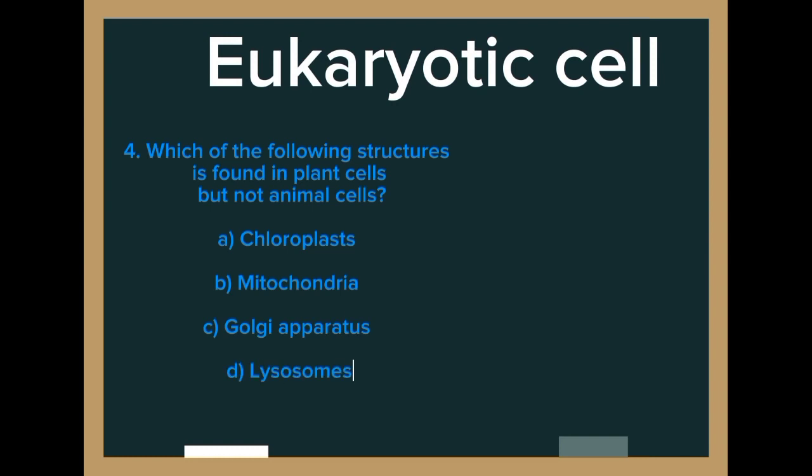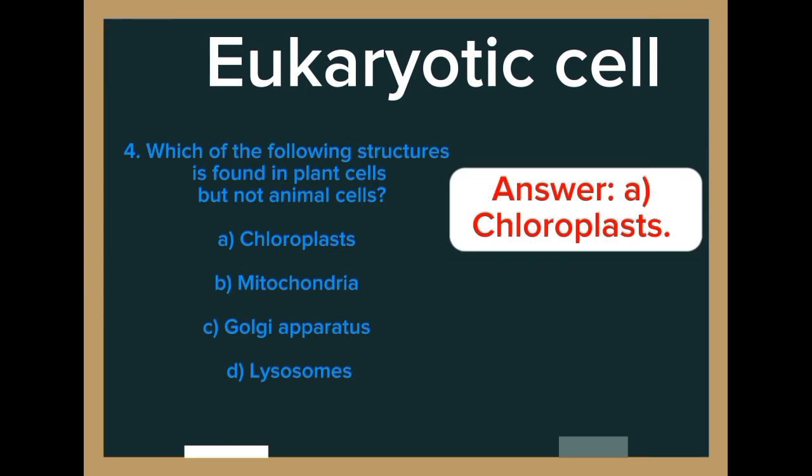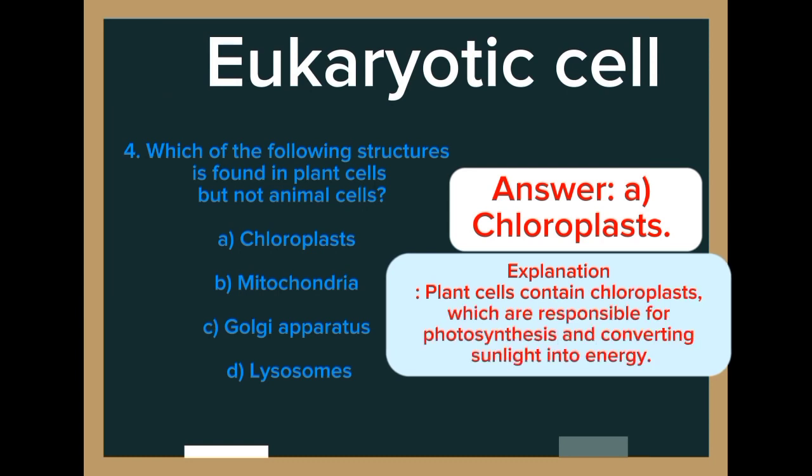4. Which of the following structures is found in plant cells, but not animal cells? A. Chloroplast. B. Mitochondria. C. Golgi apparatus. D. Lysosomes. Answer A. Chloroplast. Explanation. Plant cells contain chloroplasts, which are responsible for photosynthesis and converting sunlight into energy.